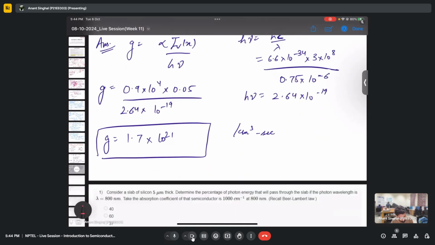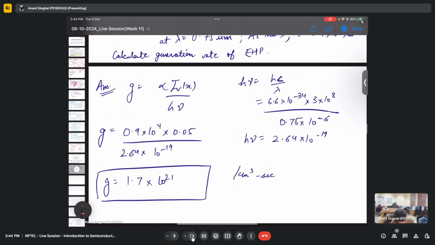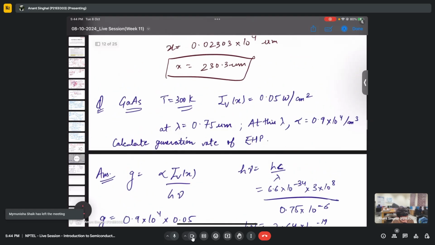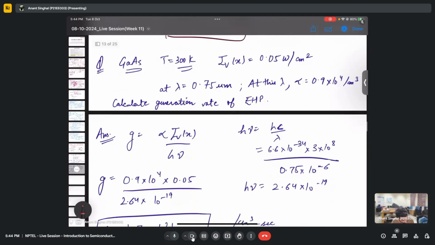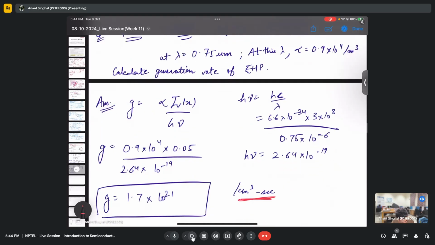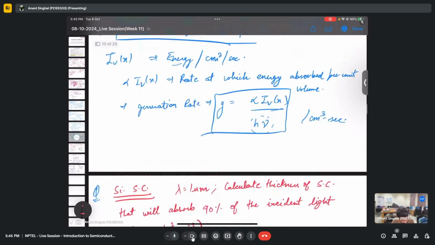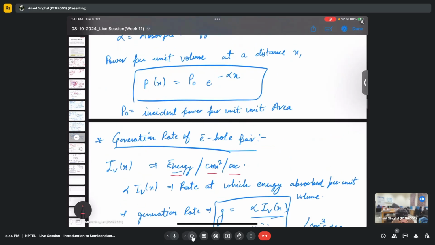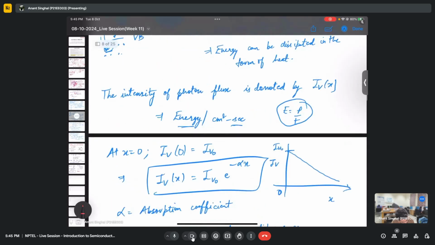Sir, upon multiplying alpha and IVX, how did we get the unit as per centimeter cube second? Could you please clarify that? Okay, so you are asking about this unit, right? Yes, sir. So this is the unit of generation, divided by energy also. So IVX is energy per centimeter square per second. Alpha is, I guess, per centimeter. What is alpha? It's per centimeter.